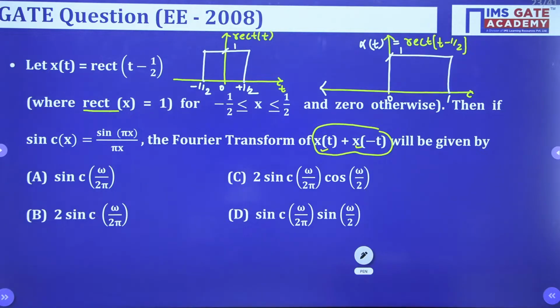Tell me which option. Sir, we have already done it, sir, but no option is matching, sir. Tell me which option is correct. Which option is correct? Are you getting which option?